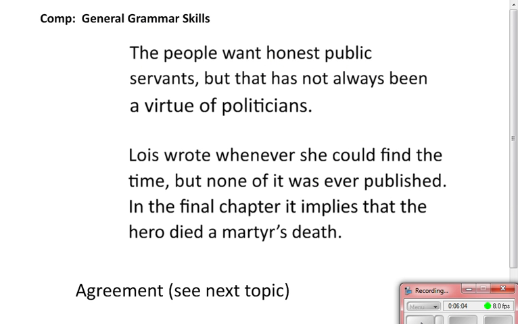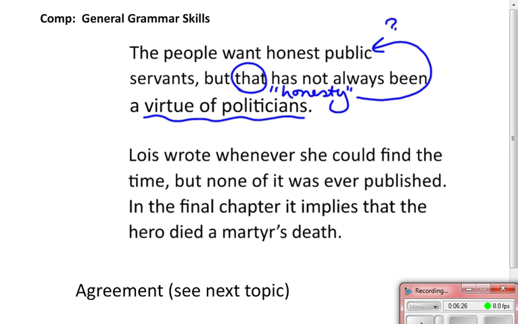Continuing with the examples, the people want honest public servants, but that has not always been a virtue of politicians. What is the word "that" referring to? It is referring to honesty. But again, like the fishing example, honesty doesn't exist in the sentence before it. It's alluded to, but it isn't directly stated. And that's what you have to be careful for in pronouns.